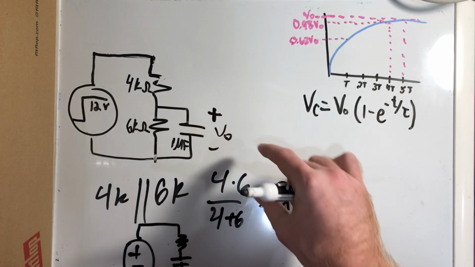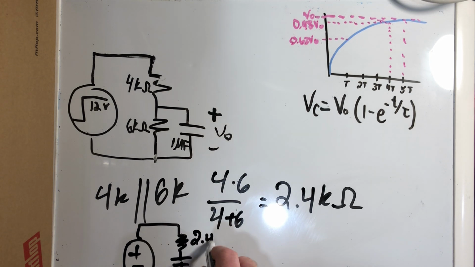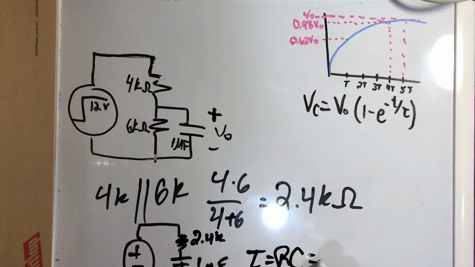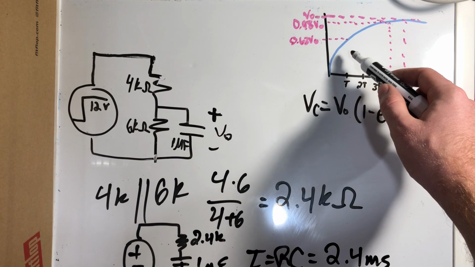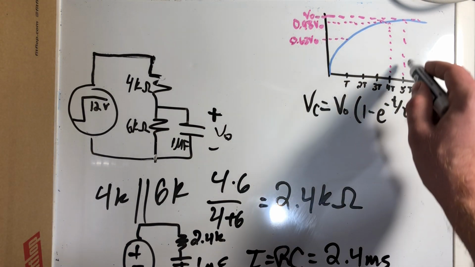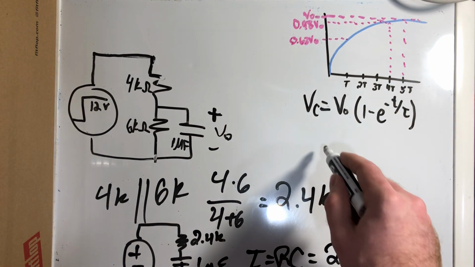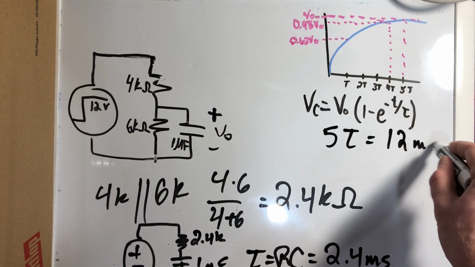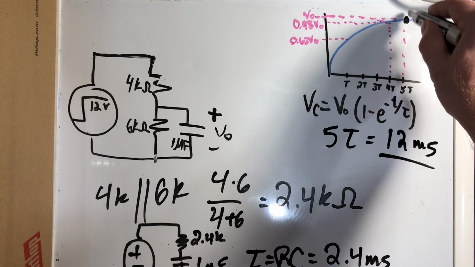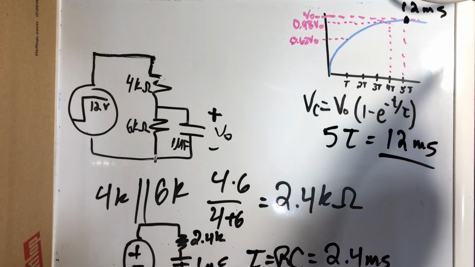So then our equivalent circuit here, add this back in, 2.4K, 1 microfarad, tau equals RC, 2.4 milliseconds. And so yeah, then we're going to be 63% of the way at 2.4 milliseconds. It's going to be fully V out at 5 time constants, which is 12 milliseconds. All right.